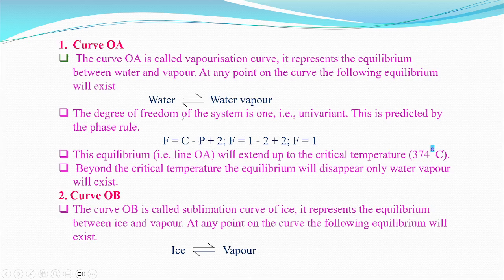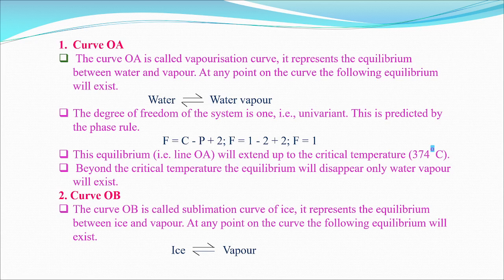Being a one component system, C is 1, and the phases, that is water and water vapor, are two phases, so totally 1 - 2 + 2, then F = 1. This equilibrium will extend up to a critical temperature of 374 degrees Celsius. Beyond the critical temperature, this equilibrium will disappear and only water vapor will exist.